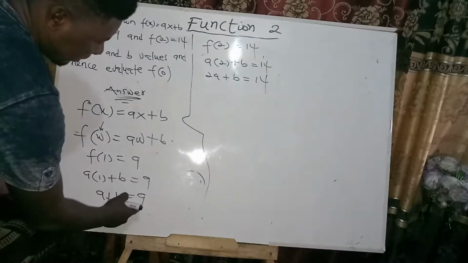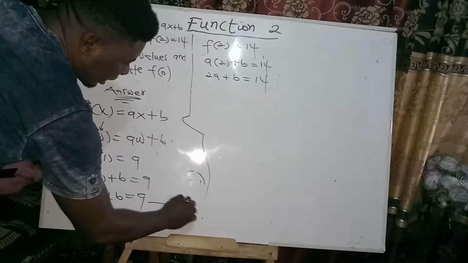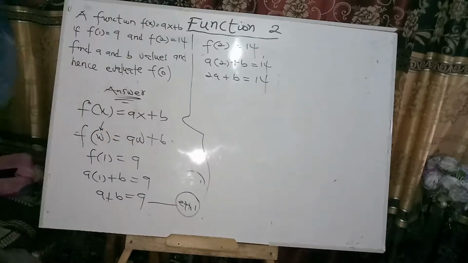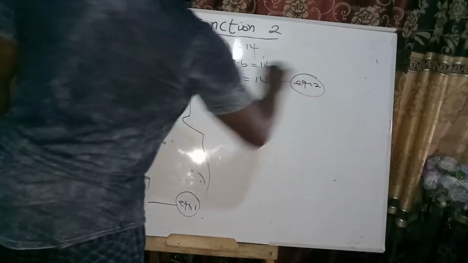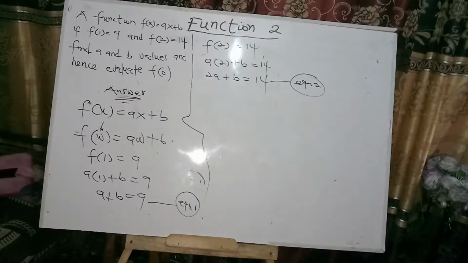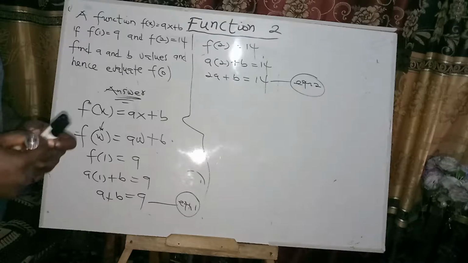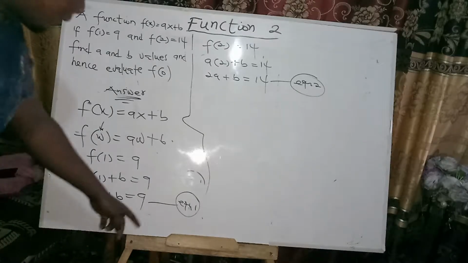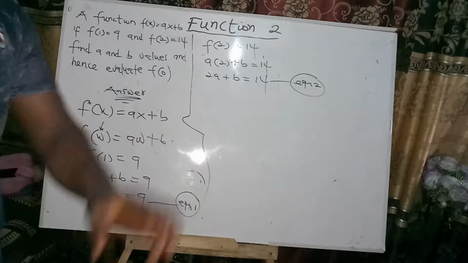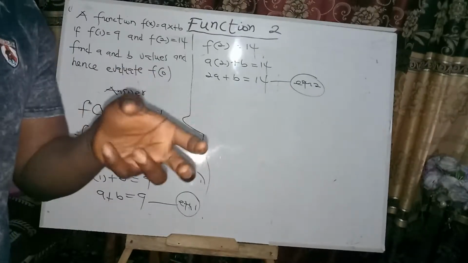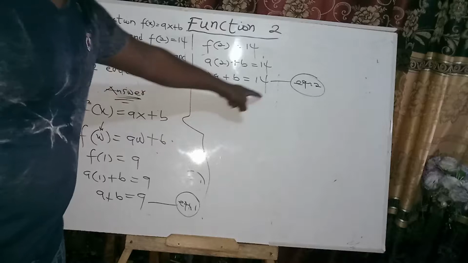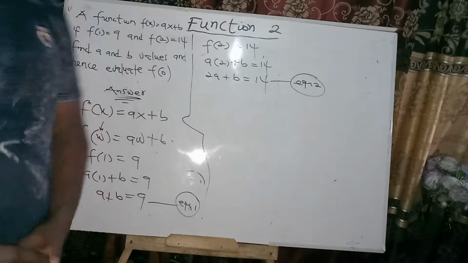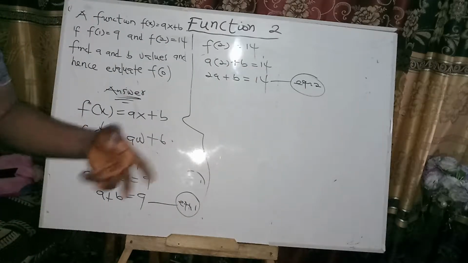So I can name this equation as equation 1. Then let me name this one as equation 2. The main reason we are doing that is to show that a plus b equals 9 is what we have denoted as equation 1, and this whole thing here is equation 2. At this point, we have two different equations.